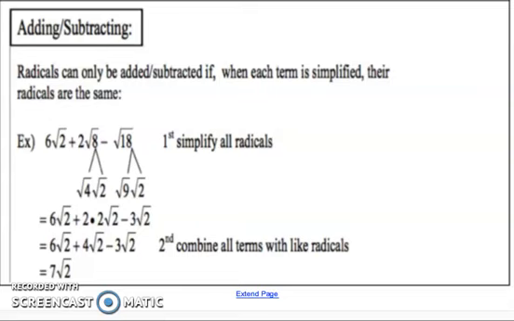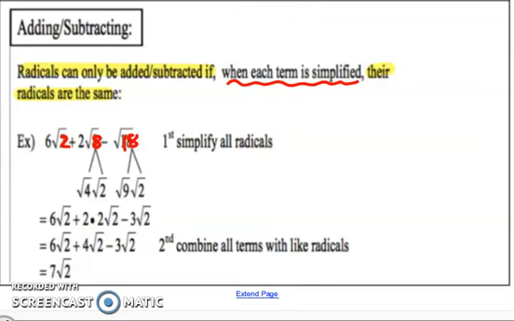Okay? This says radicals can only be added, subtracted if when each term is simplified, the radicals are the same. Okay? So this is a little bit of a hint. If the square roots aren't the same, maybe if you simplify it, they become the same. So let me show you this way. So we have 6 plus square root of 2 plus 2 square root of 8 minus the square root of 18. The 2, the 8, and the 18 are all different this time.